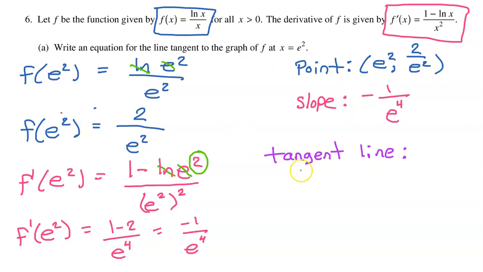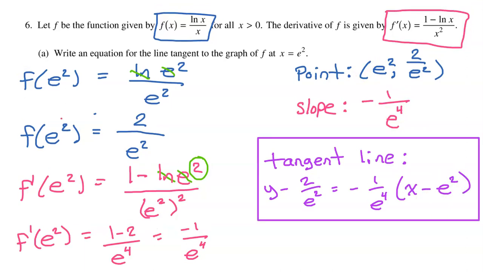So now we can write the equation of the tangent line in point-slope form. y minus y1, so y minus 2 over e squared, is equal to the slope, so negative 1 over e to the 4th power, times x minus x1, so x minus e squared. So that's it for part A.